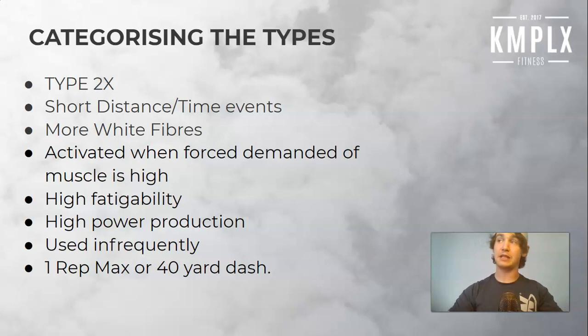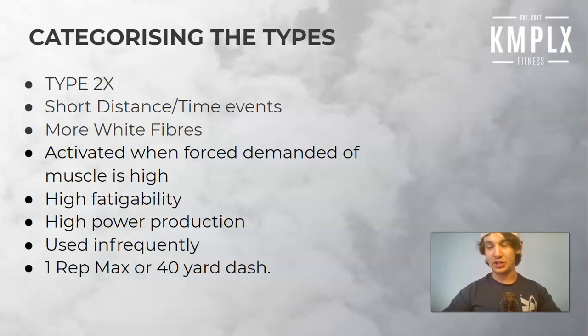They have a high fatigability. So what that means is, unlike your type 1, if you're going to go at your max capacity, you're going to see a big drop in power production because you can't hold on to that for that long. So they have a very high power production, which is used infrequently.